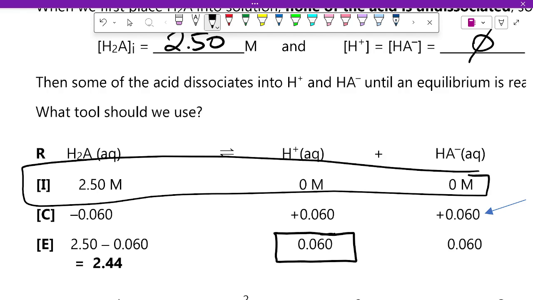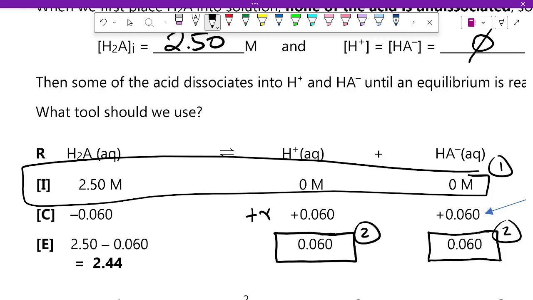The second thing we're going to fill in, so this is number 1, this is number 2, because we are told that that's 0.60. And if we know that hydrogen is 0.06, then we also know that HA is 0.06. Please do not write plus X here. Why not? Because it's a given value. It is not an unknown. X is used for unknowns. We know the value of X, so please fill in that it is plus 0.6.